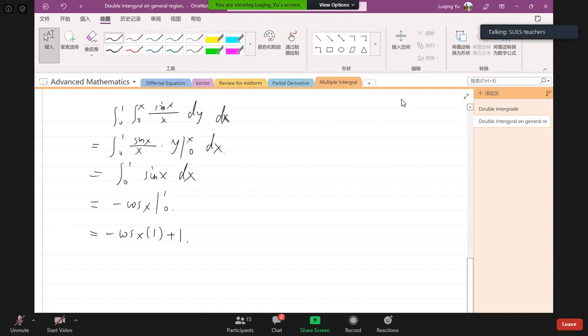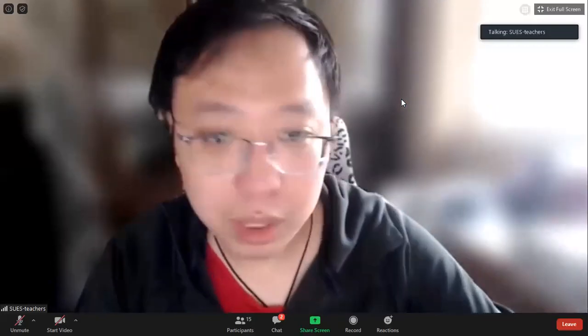Okay, so this is usually how to do double integrals over general regions, because all these regions, at least so far, are still a triangle. And for the next part, we are going to.